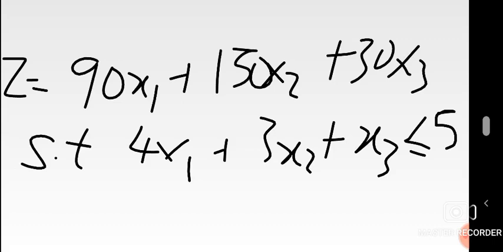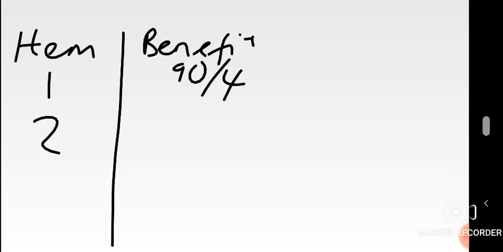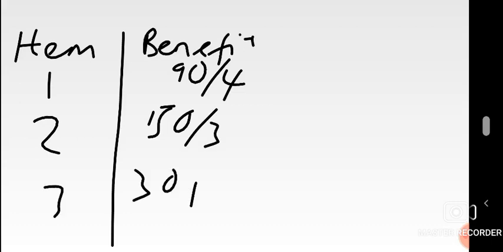Then go to the table showing rank and benefit. Remember, benefit is the coefficient in the objective over the coefficient in the constraint, but they should correspond in terms of the variables. You don't just mix them up. So 90 will go with 4, 150 will go with 3, 30 will go with 1. So let's do that quickly. We're in that table. We have 3 items. Item number 1, benefit: we have 90 over 4, the first item. The next one, 150 over 3. The third, 30 over 1, which is as good as saying what?